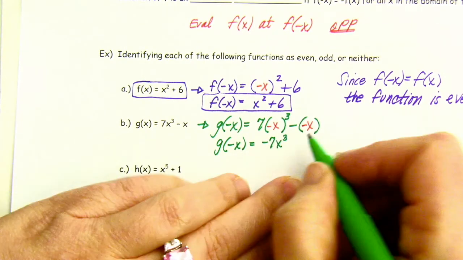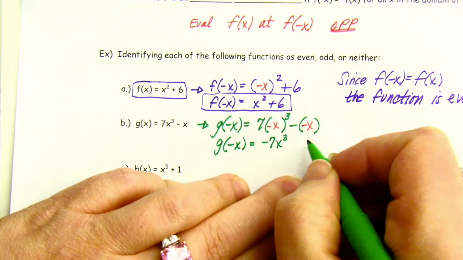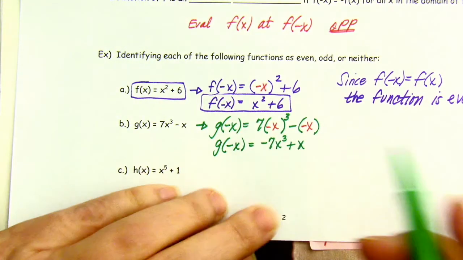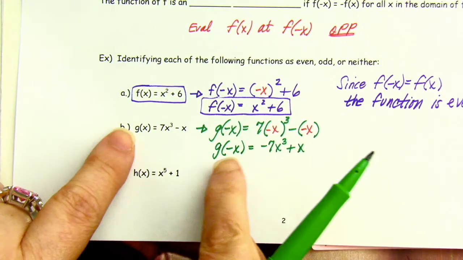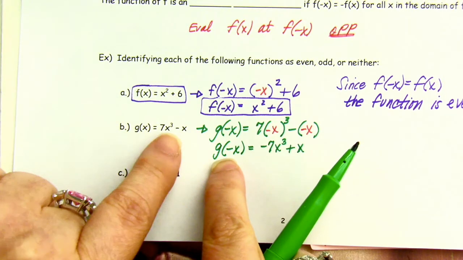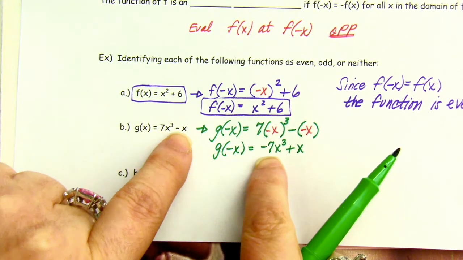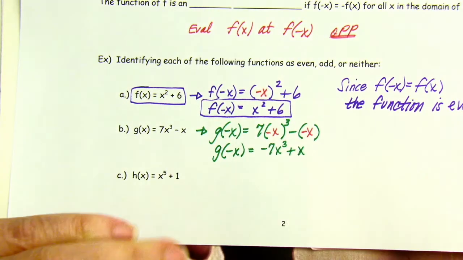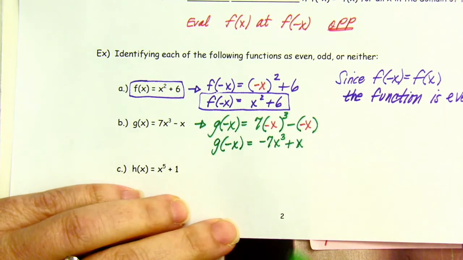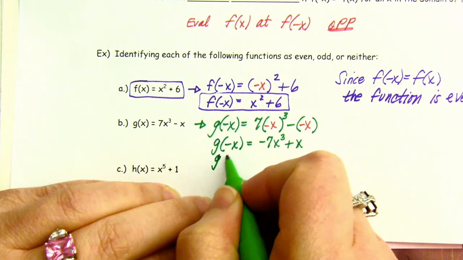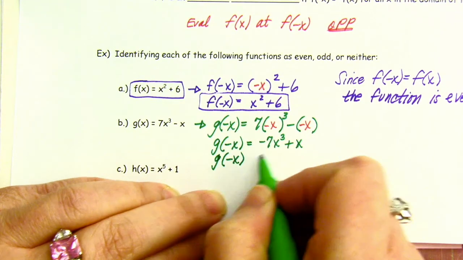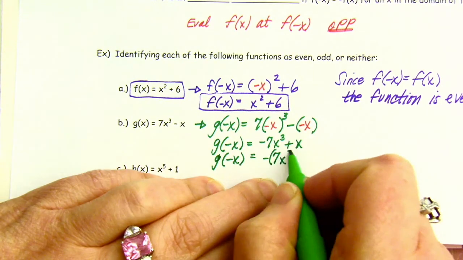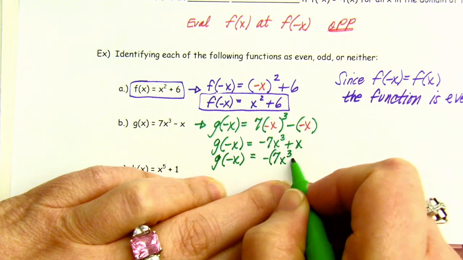So this is negative 7 times x to the power of 3. And then here is the opposite of a negative, that's positive, plus x. You can compare it here. When I look at g of x and g of the opposite of x, 7x cubed, this is negative 7x cubed, this is negative x, this is positive x. So when all of them have opposite signs, that means it was changed. And in fact, I'm going to rewrite it like this and factor out that negative. So I get 7x cubed subtract x.